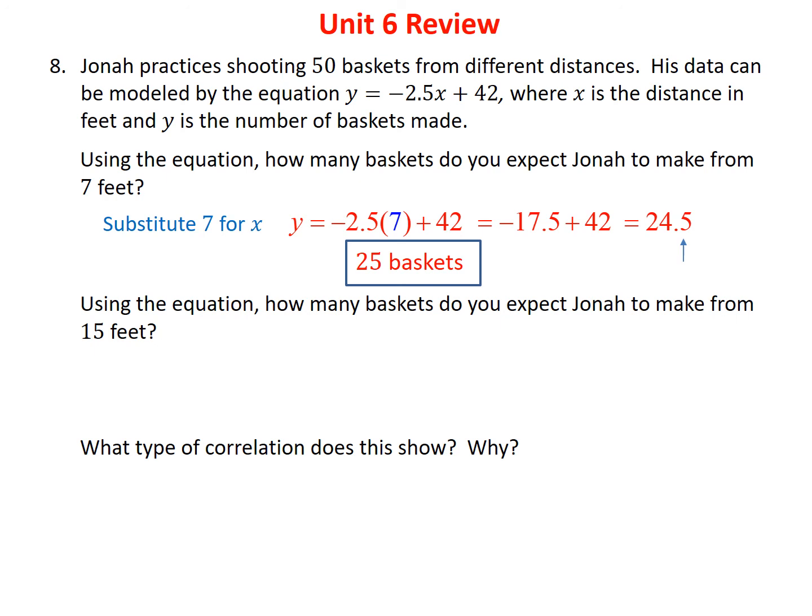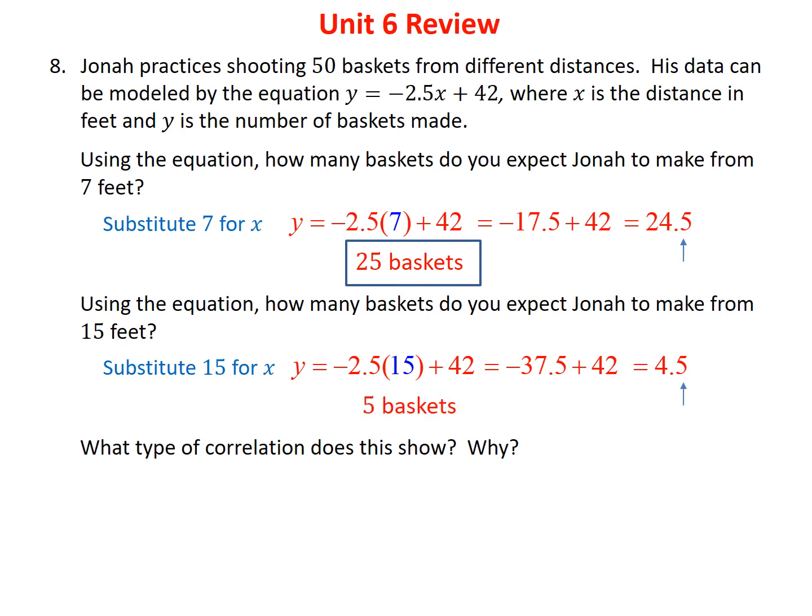Second part says, using the equation again, how many do you expect him to make if he's shooting from 15 feet? Again, now we'll substitute 15 for x. We get y equals negative 2.5 times 15 plus 42, or 4.5. Again, if we round off, we expect when he moves from 7 feet to 15 feet that he'll probably only make about 5 baskets out of 50.